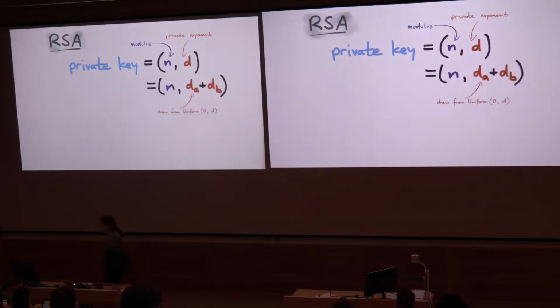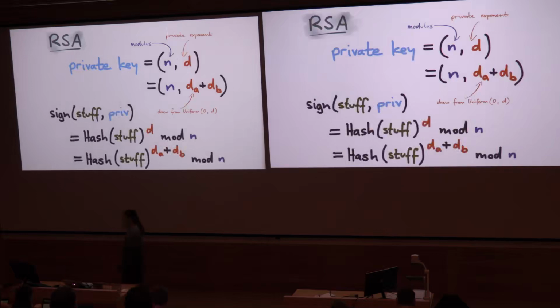Now there's something interesting we can do here, which is we can take that private exponent, d, and we can split it in two. And we split it such that the two components sum to the original exponent, d. The way we can do that is to pick, say, dA, which is drawn from a uniform distribution between 0 and d. So that's just a uniformly distributed random number. And then dB is just d minus dA. So that way we split the key into two halves.